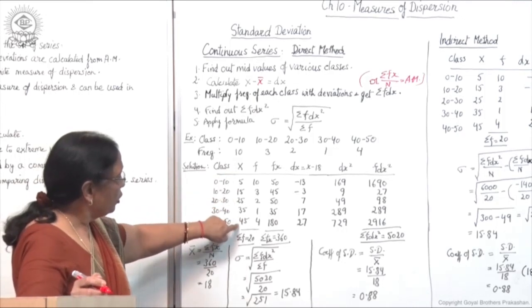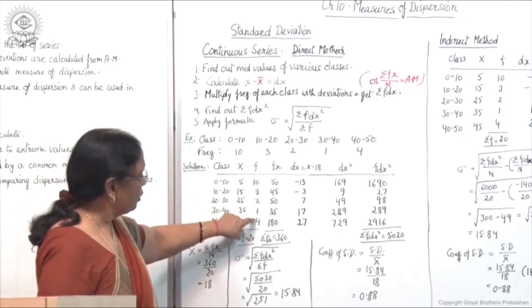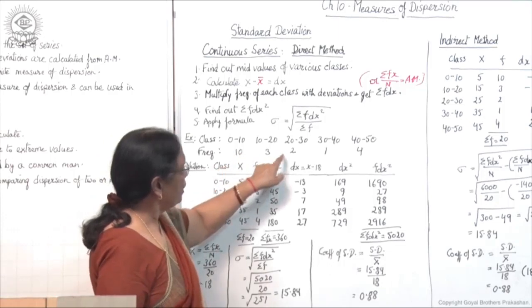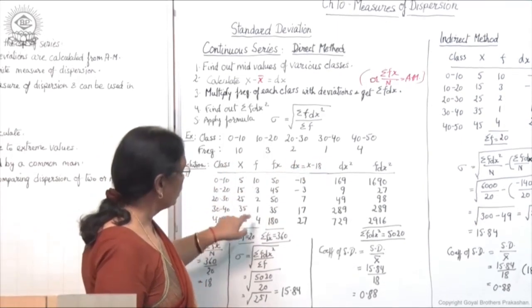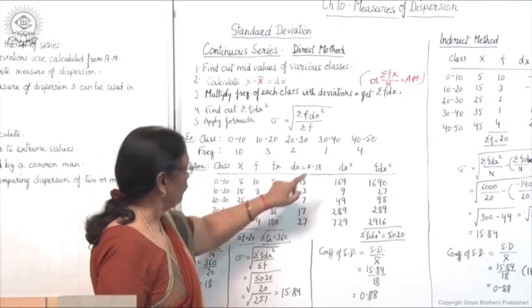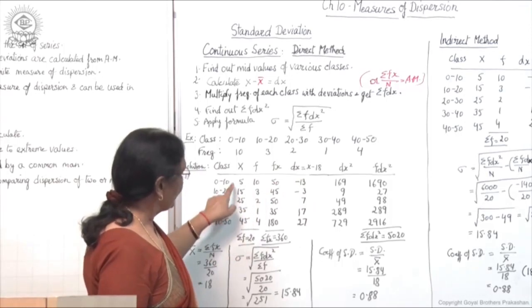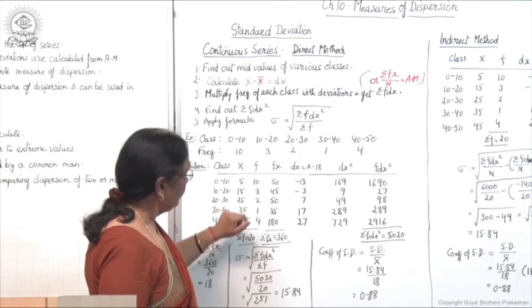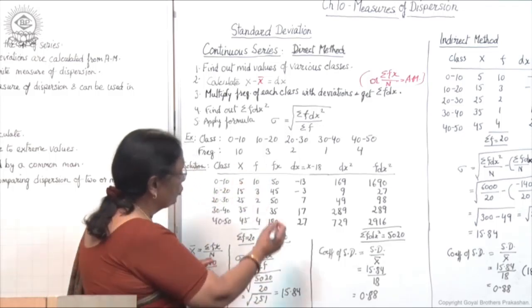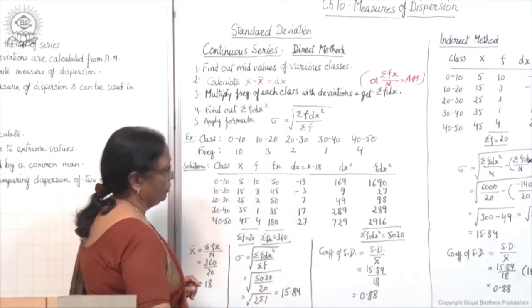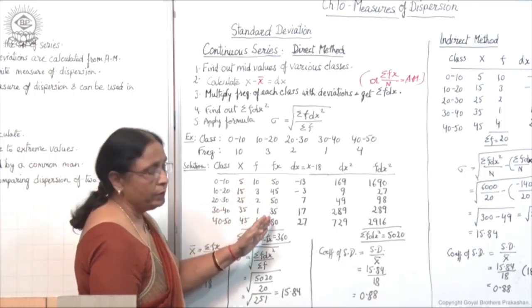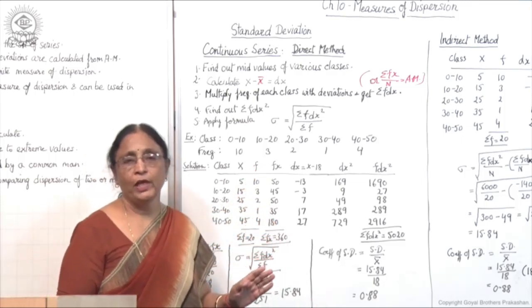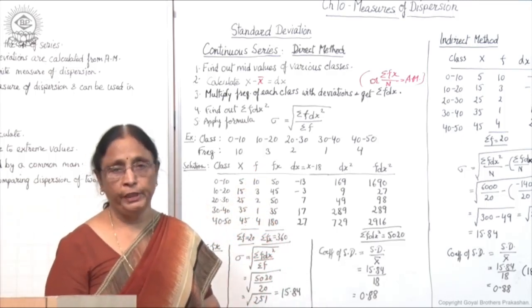So after the x column you will make the frequency column. Frequency you will copy down in the same order: 10, 3, 2, 1, 4. So respective frequencies with the class interval. Then you have to calculate the fx column. Why do we need the fx column? Because we have to calculate the arithmetic mean.